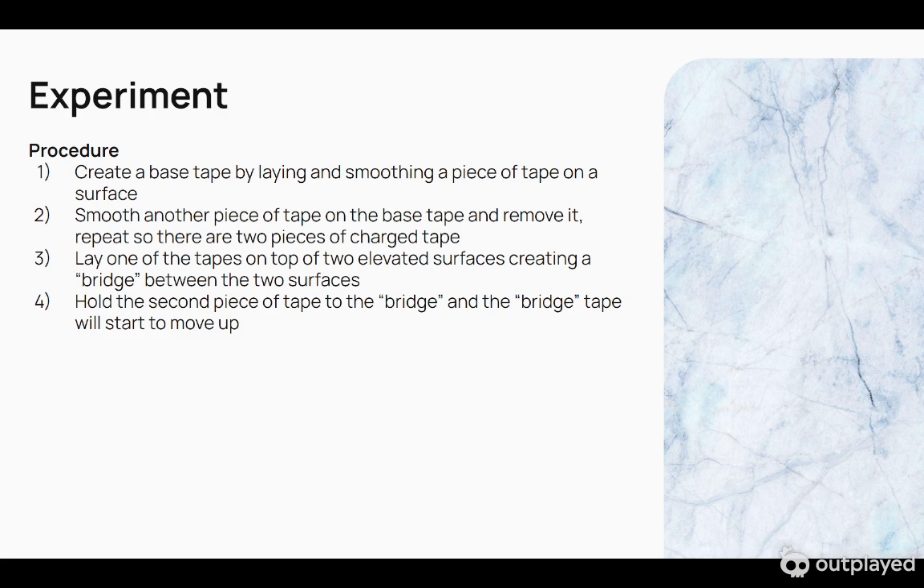Experiment. The procedure was to create a base tape by laying and smoothing a piece of tape on top of a surface, then smooth another piece of tape on the base tape and remove it, and repeat so that there are 2 pieces of charged tape. Step 3 was to lay one of the tapes between 2 elevated surfaces, creating a bridge between those 2 surfaces. And then step 4 is to hold the second piece of tape to the bridge, and the bridge tape will start to move up.